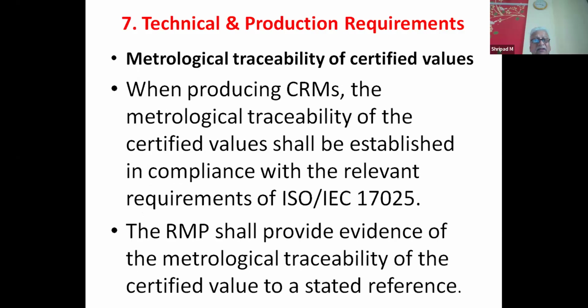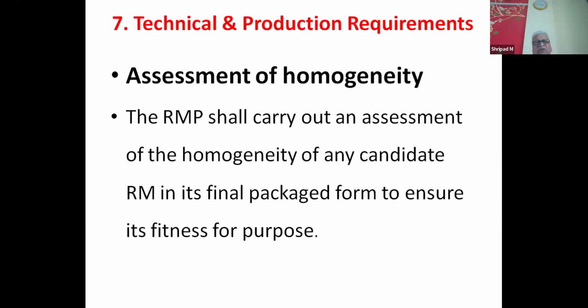Then next, metrological traceability for the certified values. So when a CRM is produced, metrological traceability is the most important factor for compliance as per ISO 17025. So reference material producers shall provide evidence of metrological traceability. That is, an unbroken chain of calibration, metrological traceability has been maintained in all steps of production, right from purchase to production. Then the next important step is assessment of homogeneity.